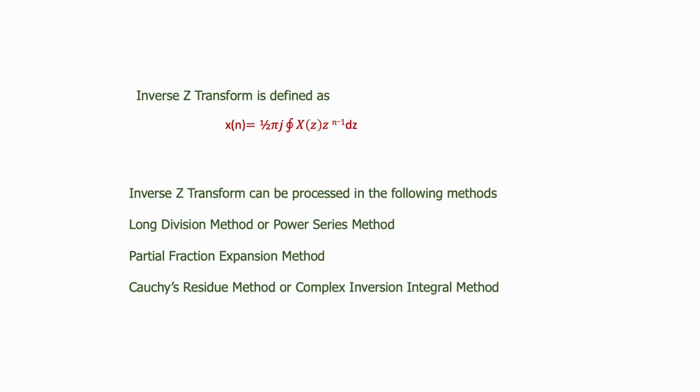Now we can see what is meant by inverse Z transform. Inverse Z transform is defined as x of n is equal to 1 divided by 2 pi j contour integral of x of z, z power n minus 1 dz. This is the formula of inverse Z transform. How to solve? Using this contour integral formula, we are not able to solve it directly.